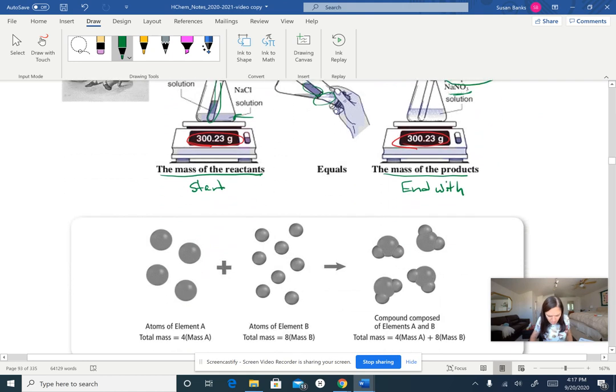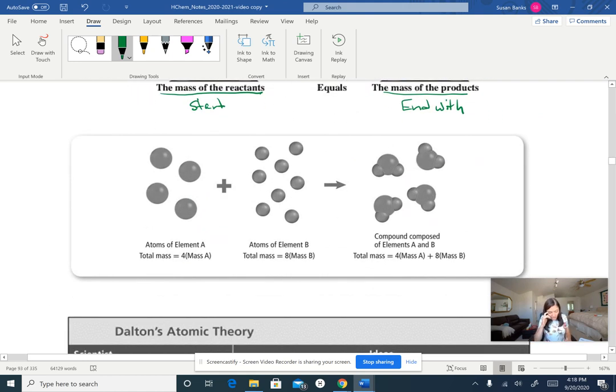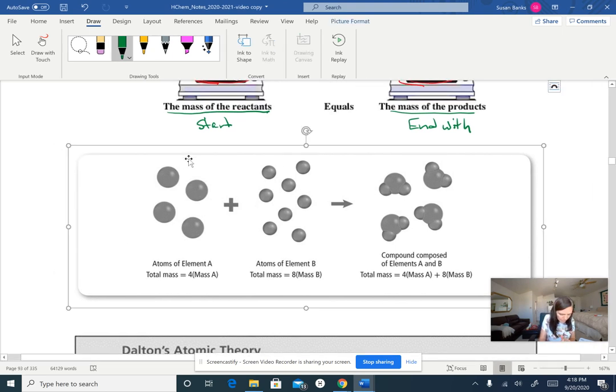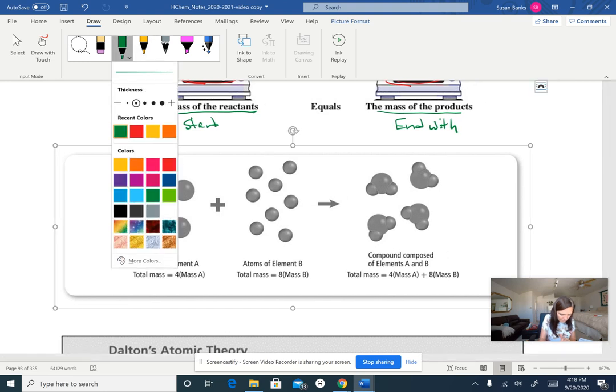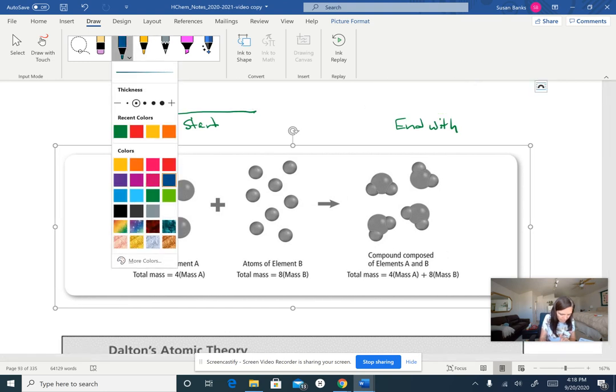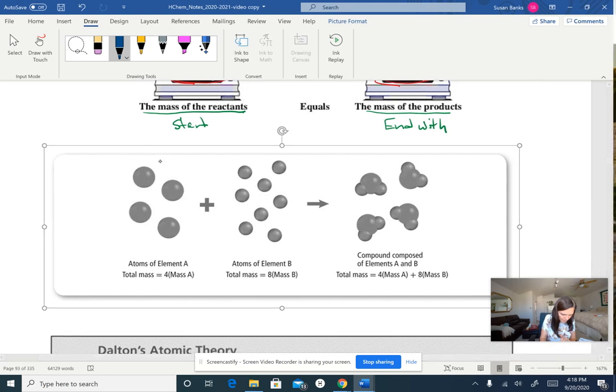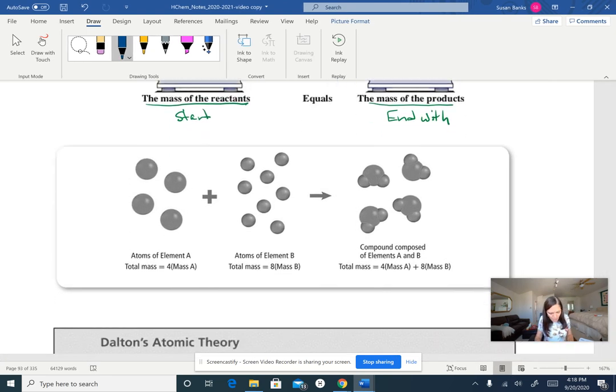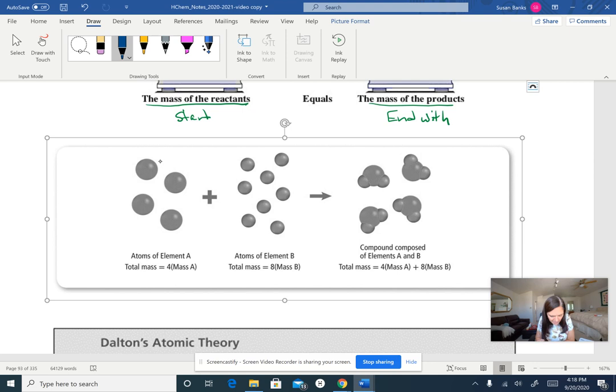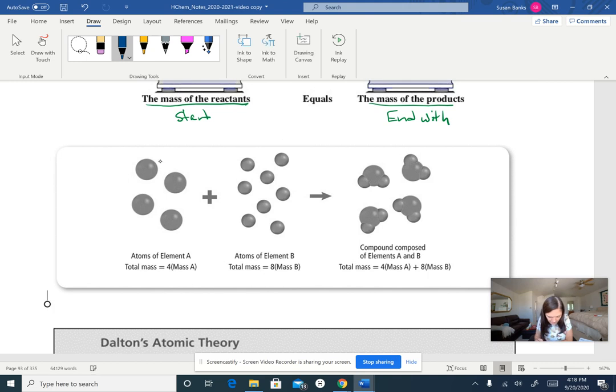Okay? So here's an example. I've got 4 atoms of element A right here. Oh, I guess I can't color on that graphic. Nope. I've got 8 atoms of element B. And when I make it, notice I have elements A and B bound together.